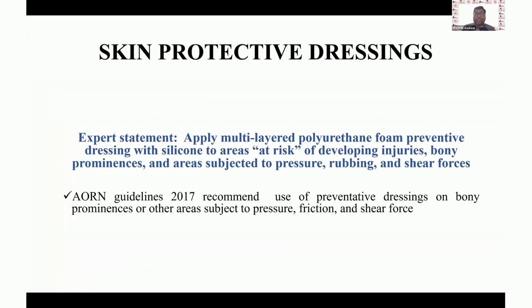Regarding skin protective dressing, the expert comment says to apply a multi-layered polyurethane foam preventive dressing with silicone to the areas at risk of developing injuries: bony prominences and areas subjected to pressure, rubbing and shear forces. The AORN guidelines in 2017 say that preventive dressings on bony prominences or other areas subject to pressure, friction and shear forces are useful.